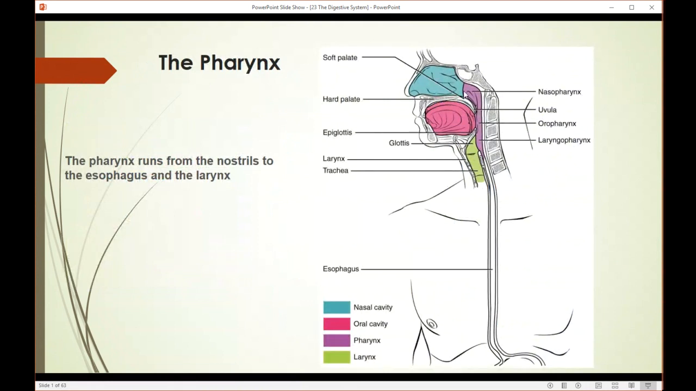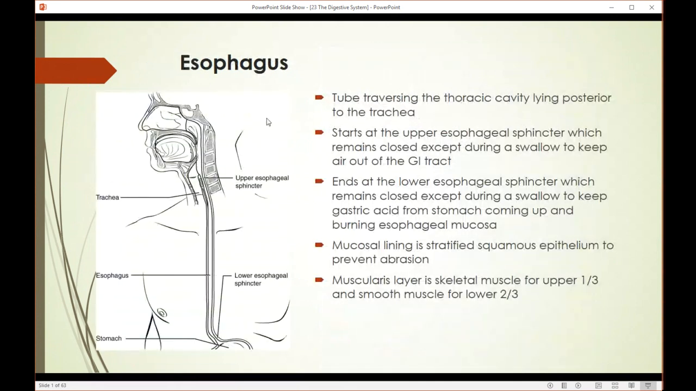The pharynx is going to run from the nostrils to the esophagus and the larynx. And remember, in the back is the esophagus, and the front is the trachea. So the esophagus is that tube. It's going to travel all the way down the thoracic cavity, and it goes behind the trachea. It starts at what we call the upper esophageal sphincter, and it ends at the lower esophageal sphincter just before going into the stomach.